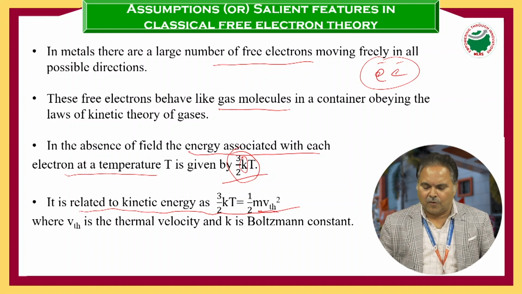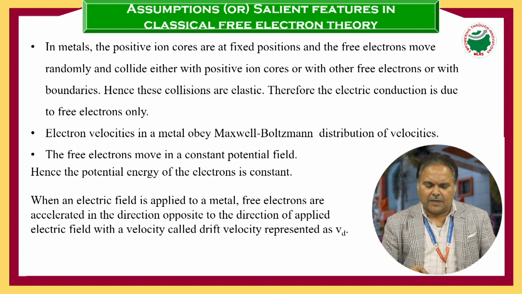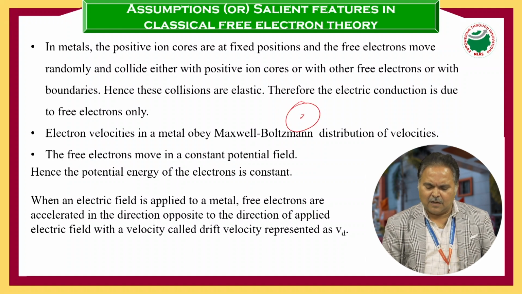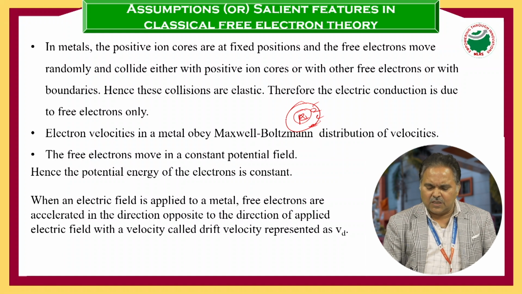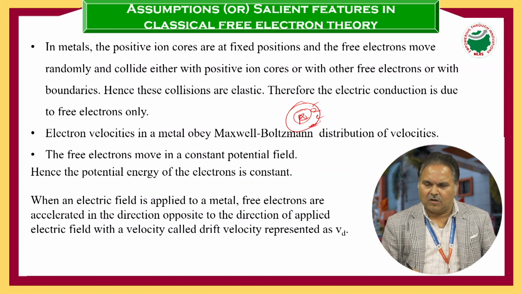This is the energy of the free electron in the classical free electron theory, because here the electrons move freely without any boundary. Now, some more assumptions. In atoms, the nucleus is at the center and the electron cloud surrounds it. The positive ion cores are fixed, while free electrons move randomly and collide. These collisions are elastic, with no energy transfer.